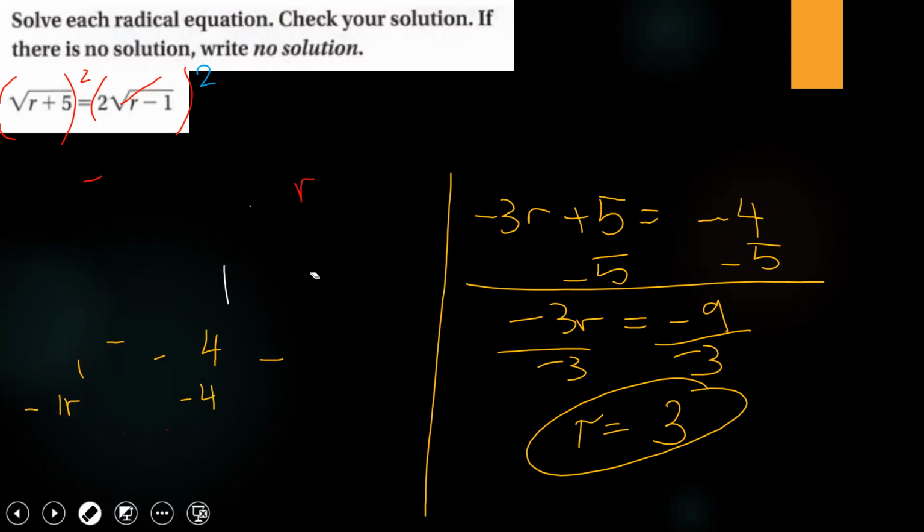Teacher, is negative 4 and negative 5 equal to 9? No, it's negative 4 minus 5, which is negative 9. Sorry. So let's now check.